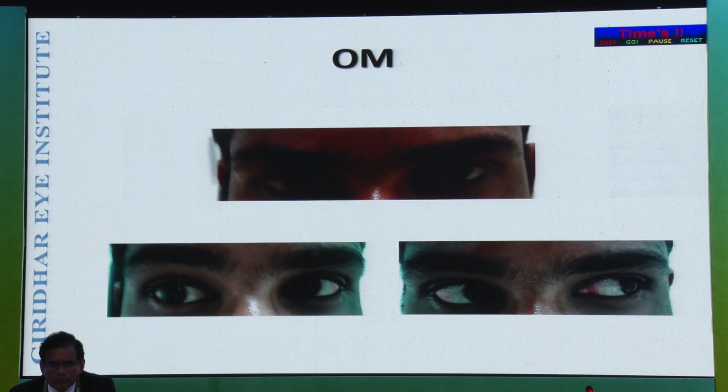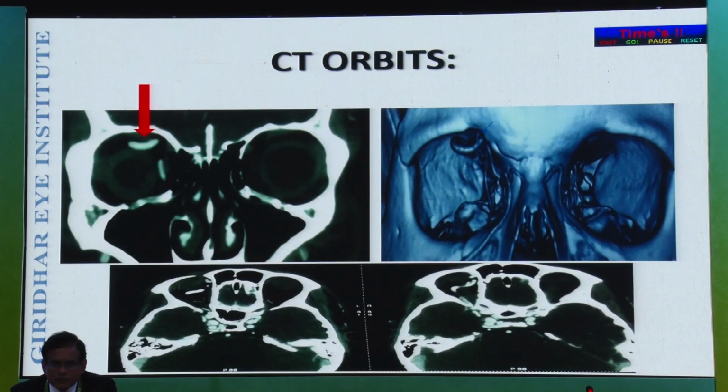He had limitation of abduction in the right eye, so we thought it could be a traumatic 6th nerve palsy. But on imaging we found this: dilatation of the superior ophthalmic vein. This is a sign of a corticocavernous fistula.